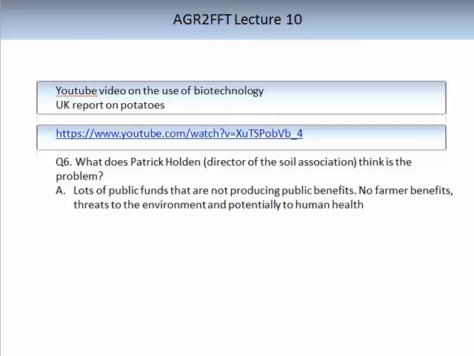So Patrick Holden, Director of the Soil Association, thinks there is a problem with this technology. He thinks that a lot of public funds are not producing the public benefits: no farmer benefit, threats to the environment and potentially to human health. He may be right. It is difficult to say. Certainly, when you look at the economic input versus the losses, £1 million does seem quite a small amount.